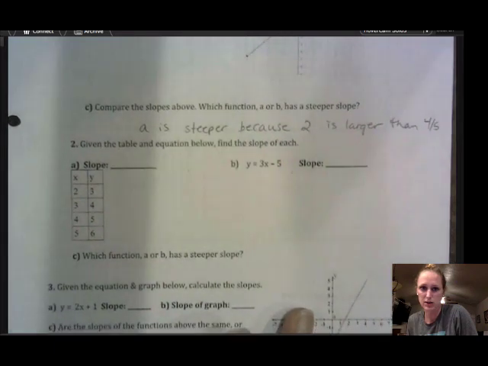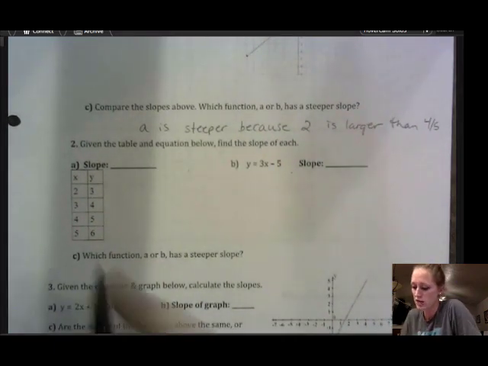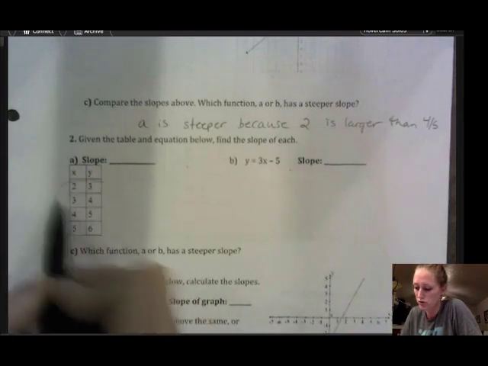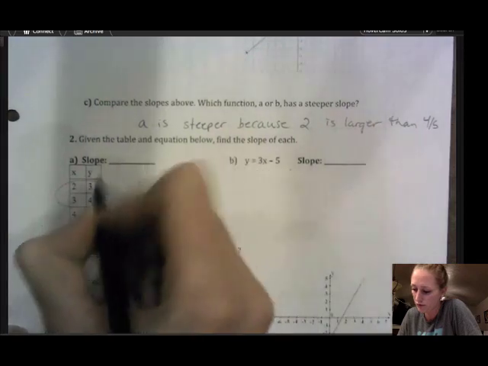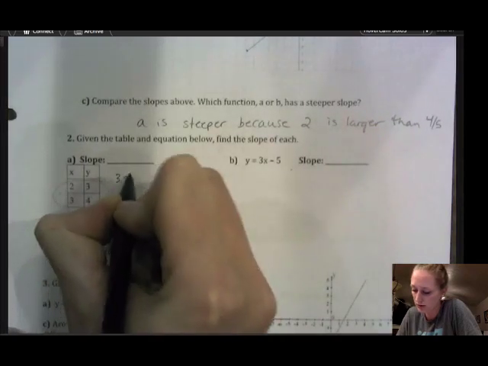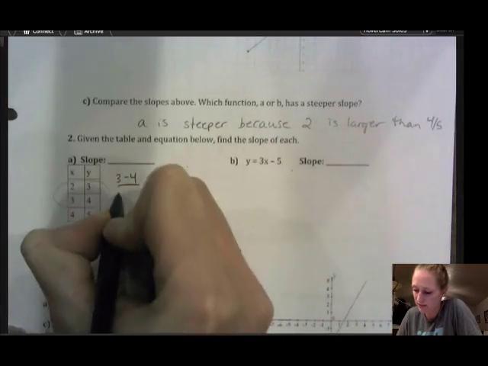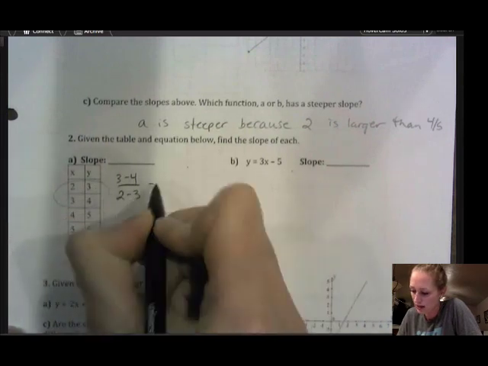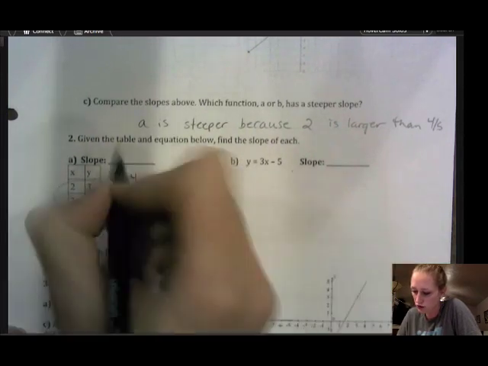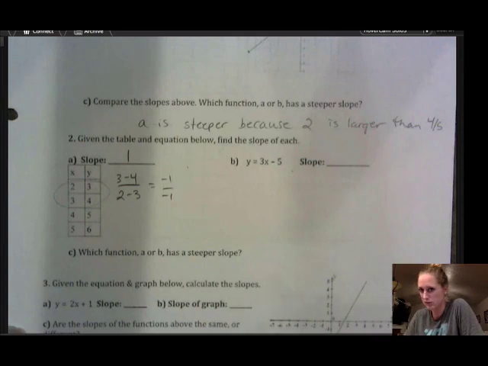All right. We're going to do the same thing here on number 2. We're going to calculate the slope of each. So just like we did before, I'm just going to use 2 of the points. So I've got 2, 3, and 3, 4. So I'm going to do y minus y, so 3 minus 4 over x minus x. So I get -1 over -1, which is just 1 for my slope when I reduce that.